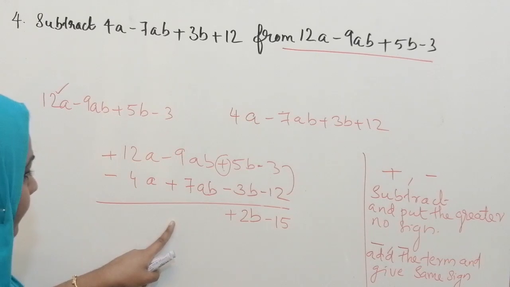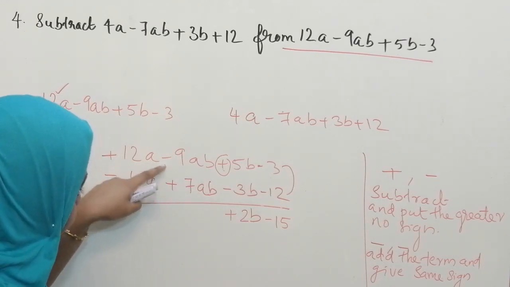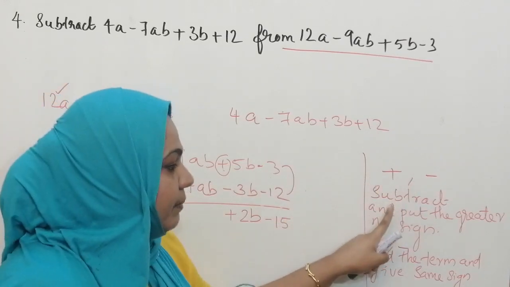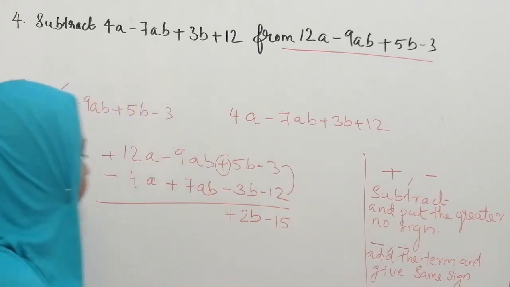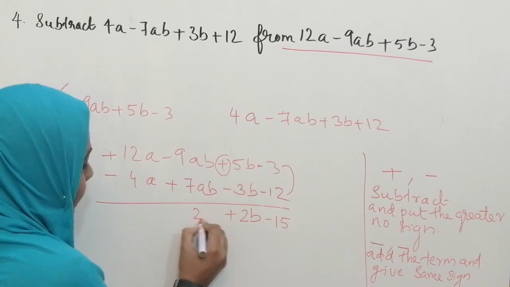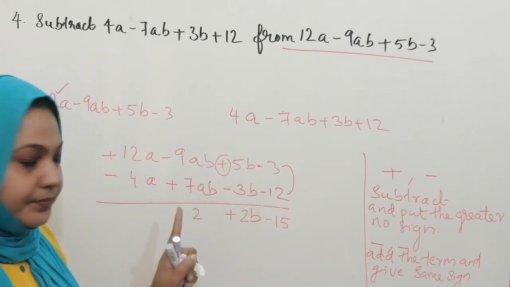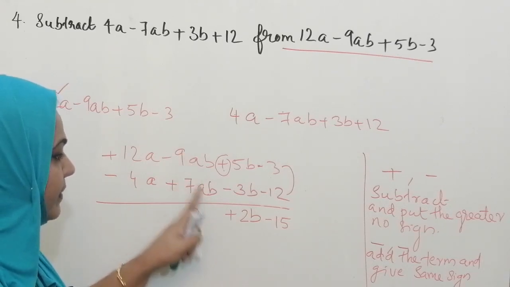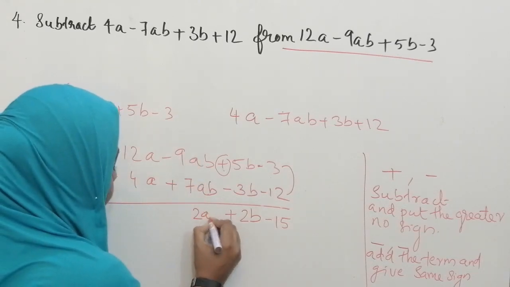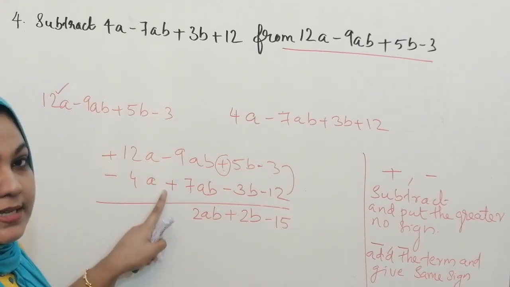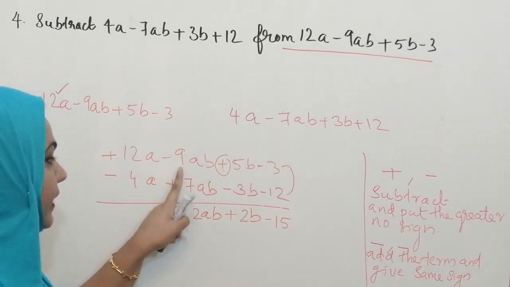Next term, if you look, you can see here also there are different signs. So what do we have to do here? If different signs come, subtract and put the greater number's sign. So here 9 minus 7, 2. I already said here ab, here ab. These are like terms, so you can bring ab down. And what is the sign here? If different signs come, you have to put the greater number's sign.